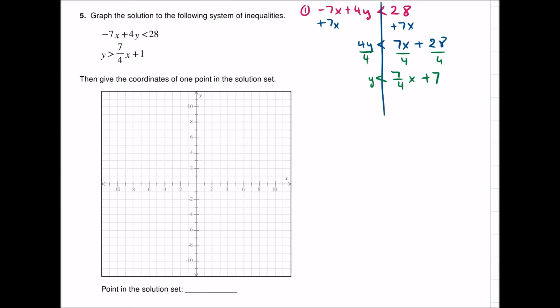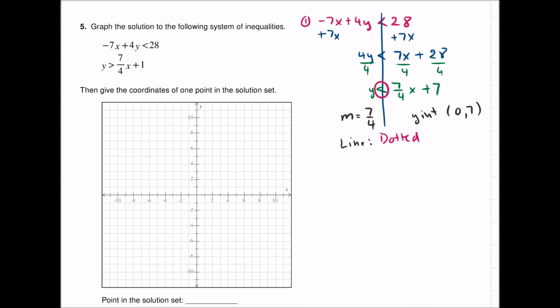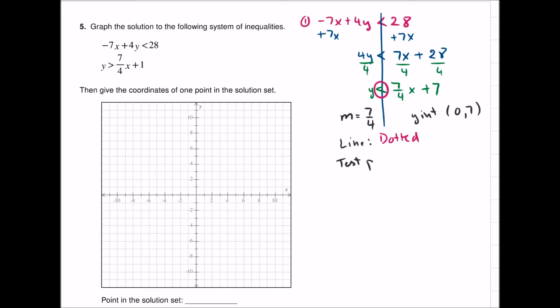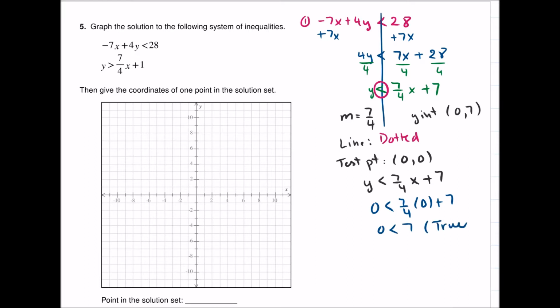Slope is the number in front of x. Slope is 7 over 4, which will tell you rise over run. The y-intercept, the starting point, is 0, 7. Our line in this case is gonna be a dotted line because we just have less than without an equal sign. The test point we're gonna pick is 0, 0. So y less than 7 over 4x plus 7 becomes 0 less than 7 over 4 times 0 plus 7. 0 less than 7, this is a true statement.